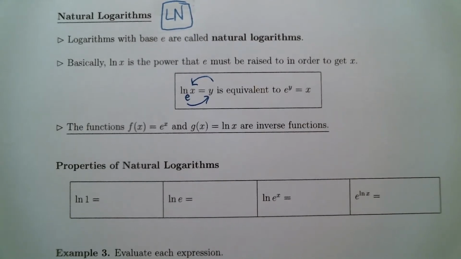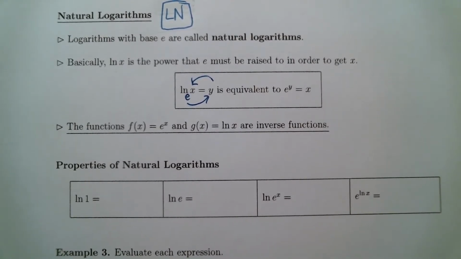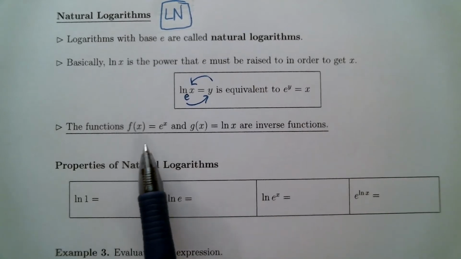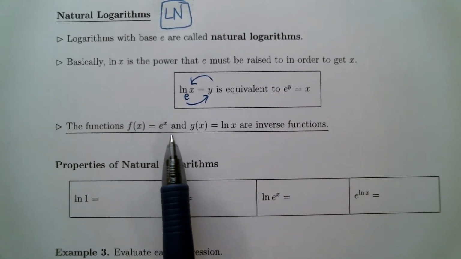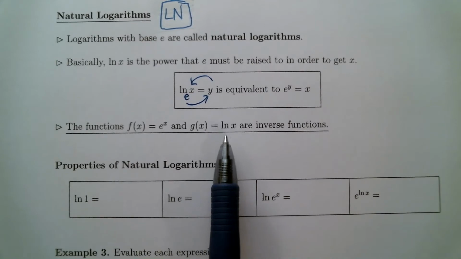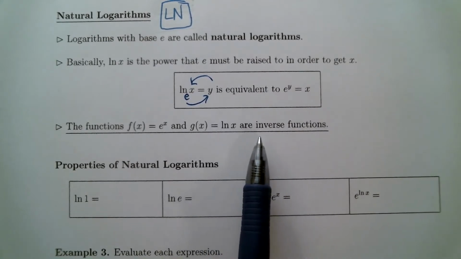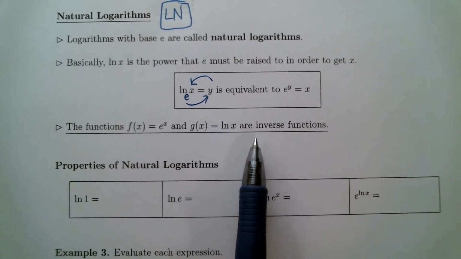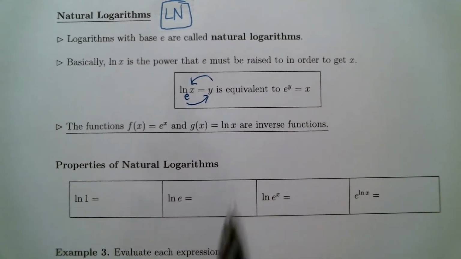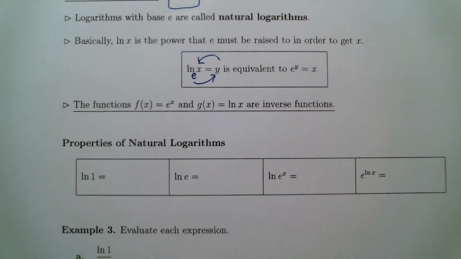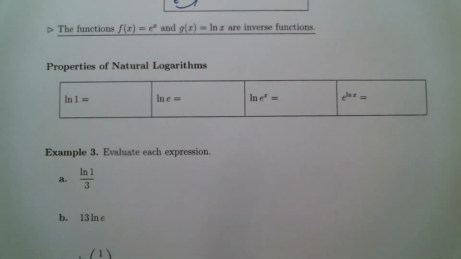Another important bullet, the third bullet here. The functions f of x equals e to the x and g of x equals natural log of x are inverse functions. They undo each other. Very, very important. We are going to jump straight into the properties of natural logarithms. These are the same properties we saw for common logarithms and for logarithms with other bases. These same properties hold for natural logarithms as well.